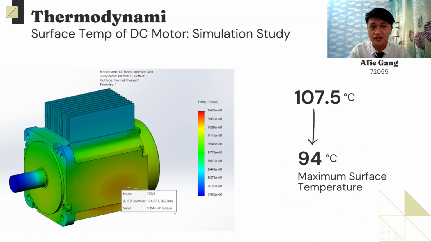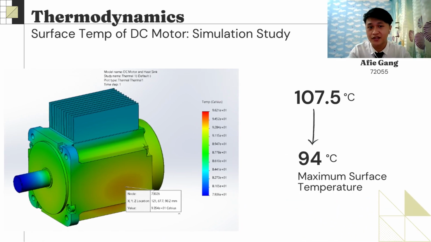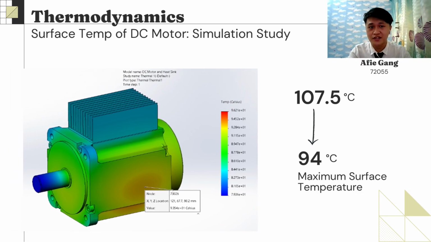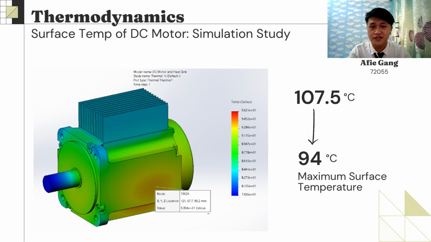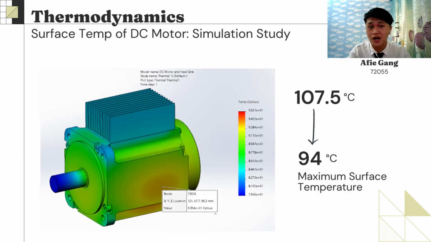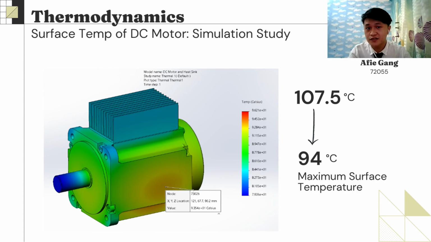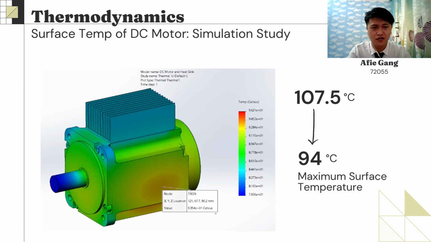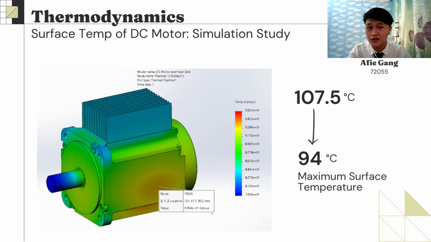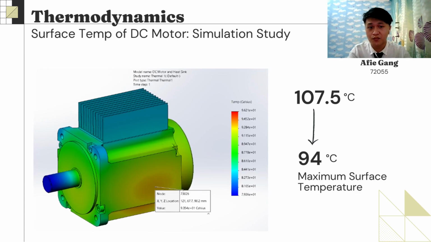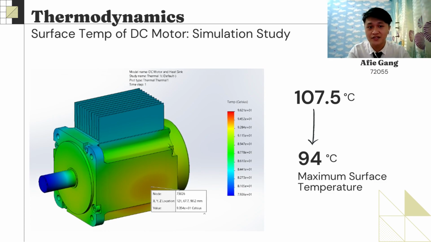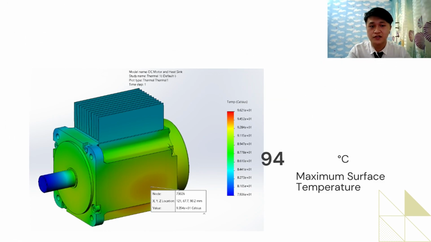Based on the new simulation, it is clear that the attachment of a heatsink with the same condition as the previous simulation results in a significant decrease in the temperature of the DC motor. Specifically, the temperature drops from 107.5 degrees Celsius to 94 degrees Celsius. This demonstrates the efficacy of the heatsink in dissipating heat under natural convection conditions. However, the temperature drop is not enough to prolong the lifespan of the motor. Hence, in the next section, we will discuss a way to further reduce the temperature.